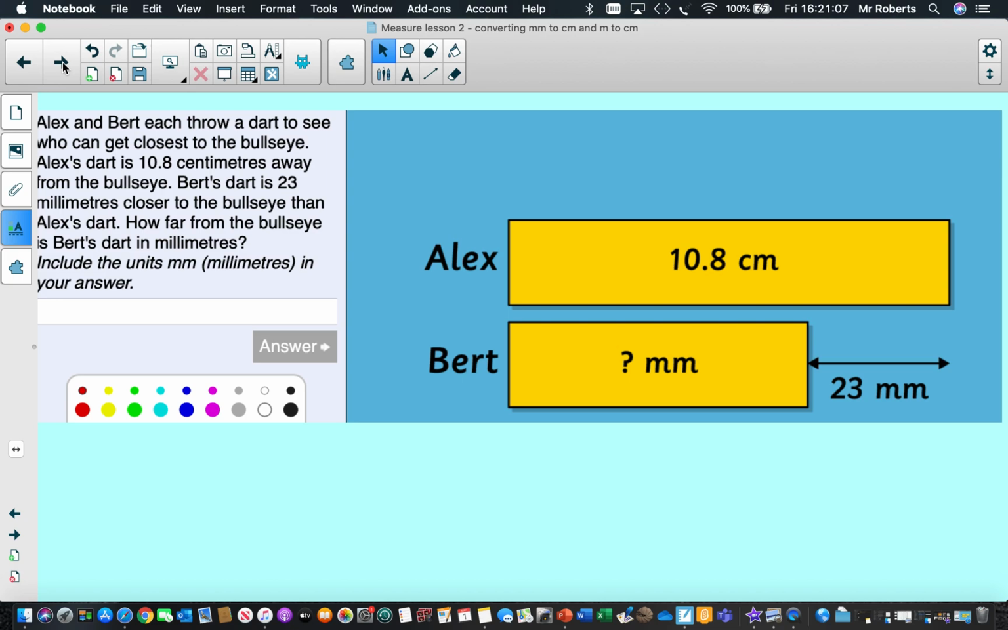Because we are working our answer out in millimetres, I would be converting Alex's 10.8 centimetres into millimetres, which is 108. I'd do 108 take away 23. And whatever my answer is, I would put it in the answer box and I would need to remember to put mm on the end for millimetres. Hopefully that's helped you with the questions that you're going to come across on LBQ today. Remembering that there are 10 millimetres in 1 centimetre.